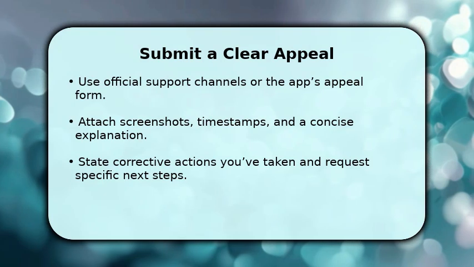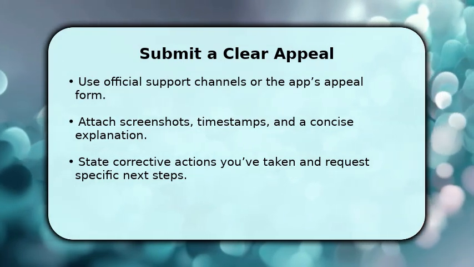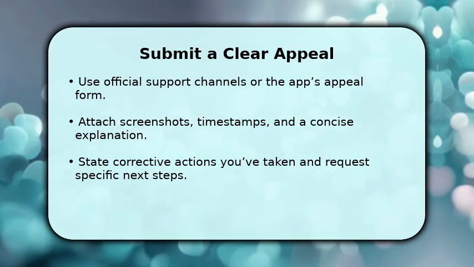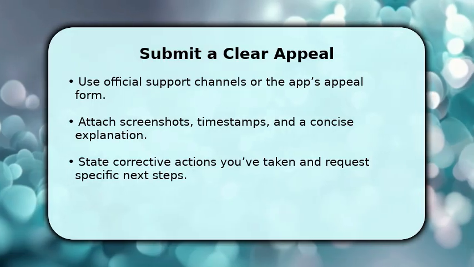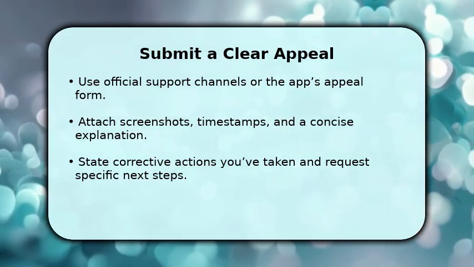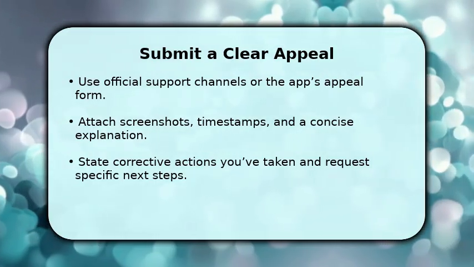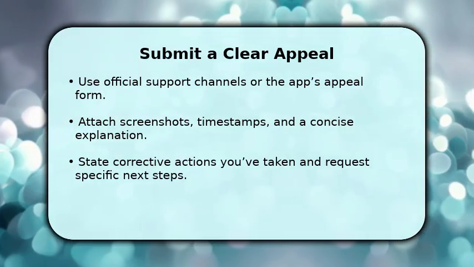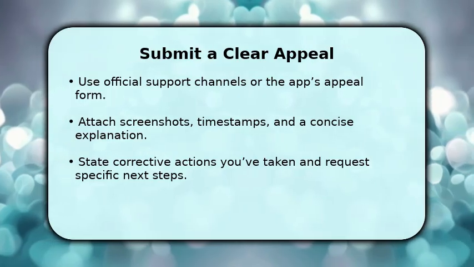You should file an appeal using the app's official form or support email, not social posts. Clearly state your account ID, the exact incident you believe caused the ban, and attach the screenshots you saved. Explain why the content complied with rules or what you fixed. Be concise and factual. Once submitted, note the ticket number, expected response window, and set reminders to follow up. This shows professionalism and increases the chance of a timely review.